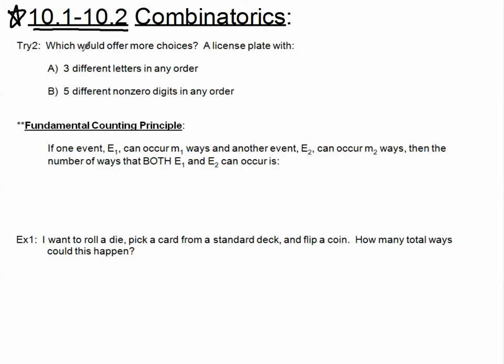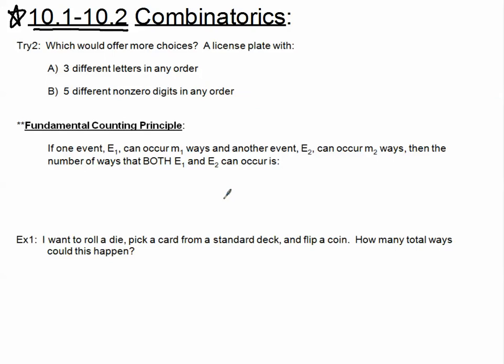It says, which would offer more choices? A license plate that has 3 different letters in any order, or 5 different non-zero digits in any order. Why don't you pause the video right now and think about this try question. Which do you think would offer more license plate choices? Pause now.